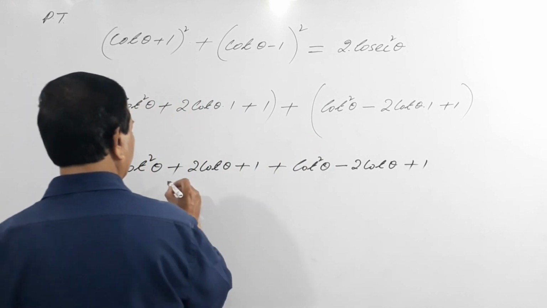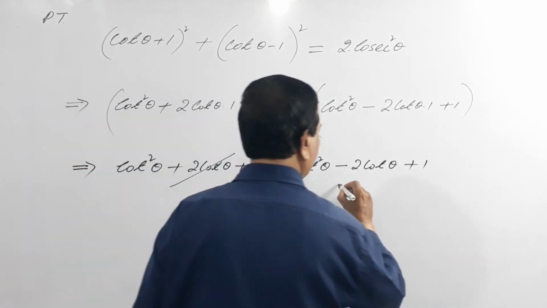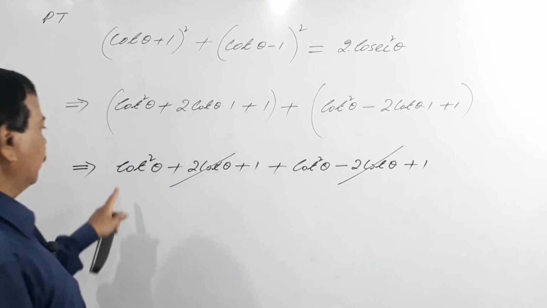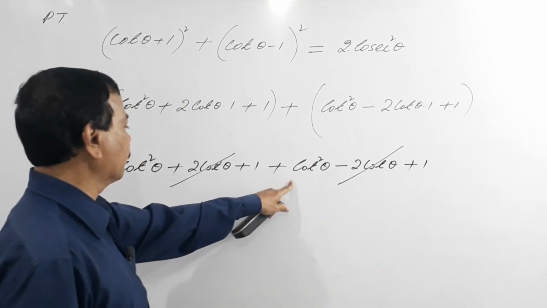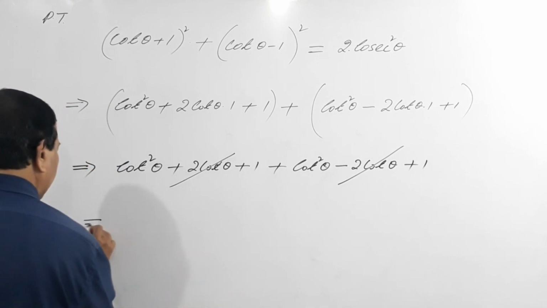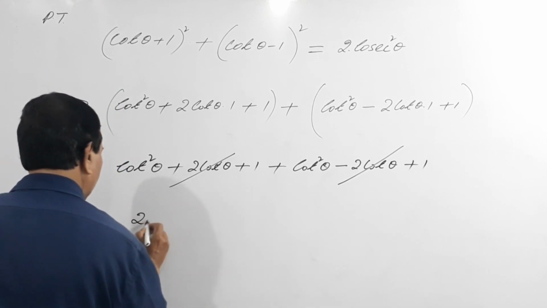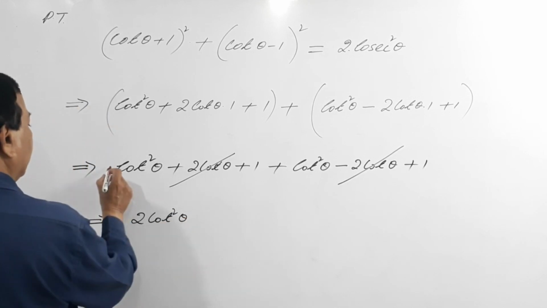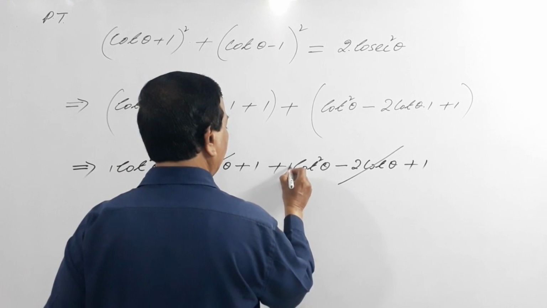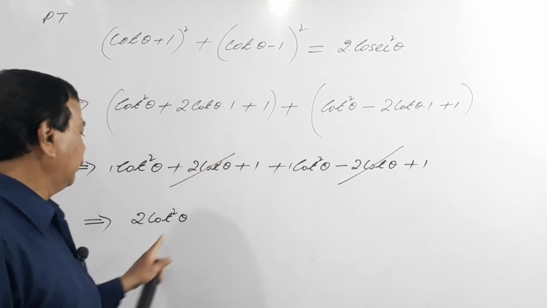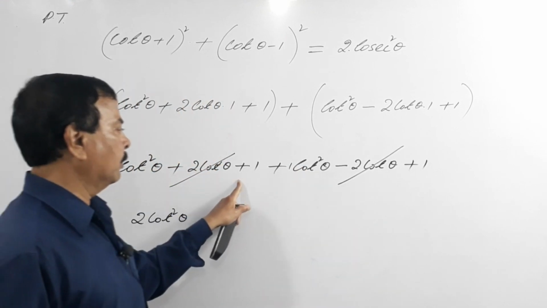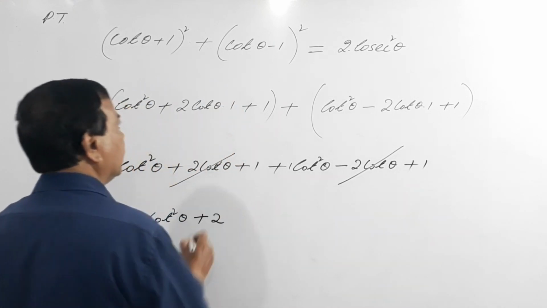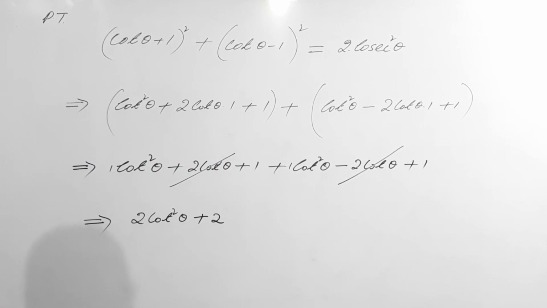So here plus 2 cot theta minus 2 cot theta goes. So we have one cot square theta here and one cot square theta here. If you add that, it becomes 2 cot square theta plus 1 plus 1, so it becomes plus 2, isn't it? Right?